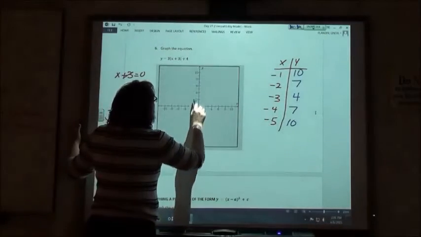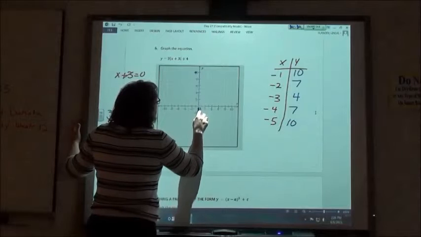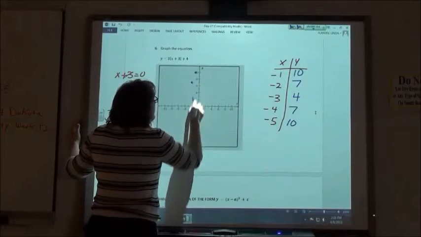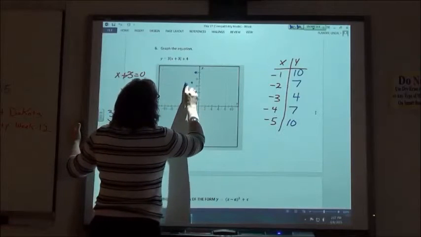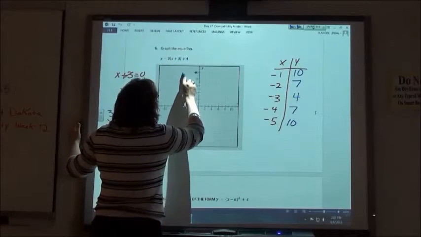So negative 1 is up at positive 10. Negative 2 is up at 7. Negative 3 is up at 4. Negative 4 is up at 7. Negative 5 is up at 10.